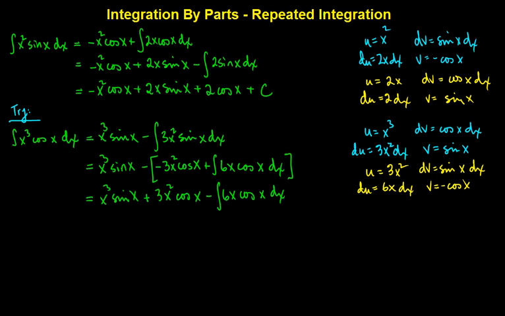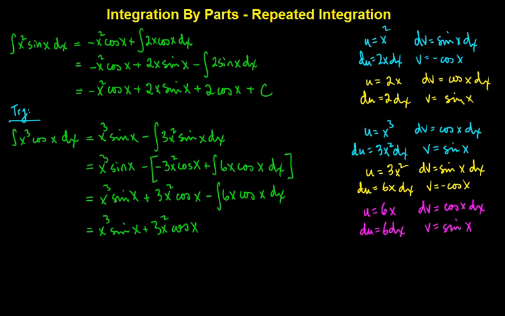And we're going to have to do this one more time because we still have 6x cosine x. u is equal to 6x. dv is cosine x dx. The differential of 6x is 6 dx, and the integral of cosine x is sine x. And we start to put it back together. So we still have x cubed sine x plus 3x squared cosine x. Then a minus sign, I'll put this in parentheses. uv, which is 6x sine x, minus the integral v du.